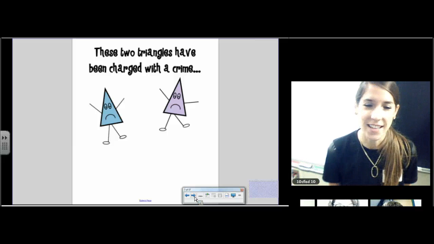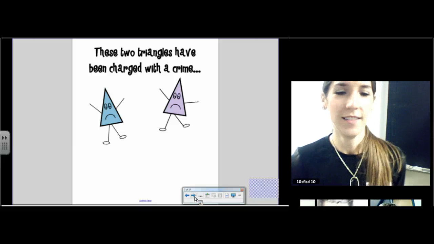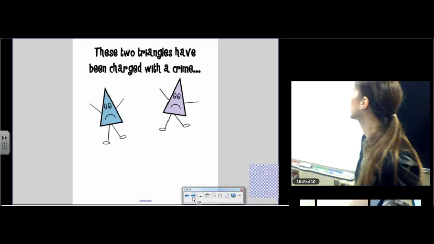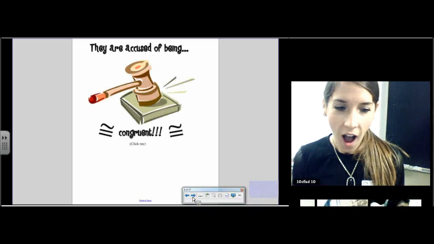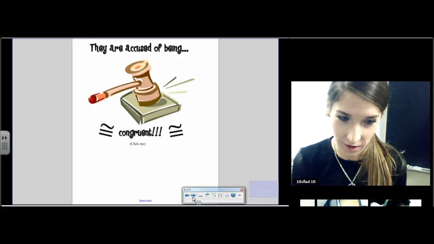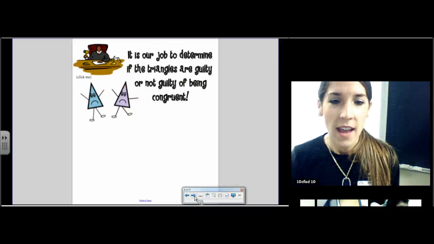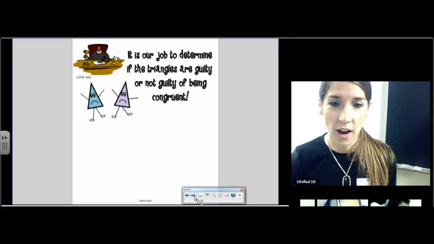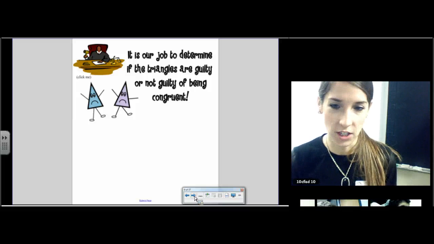Okay, dun dun dun. These 2 triangles have been charged with a crime. They are accused of being congruent. They're not guilty, they're accused of being congruent. That's the accusation. It's our job to determine if the triangles are guilty or not guilty of being congruent. So we are the judge.